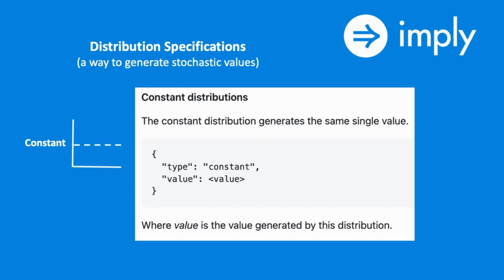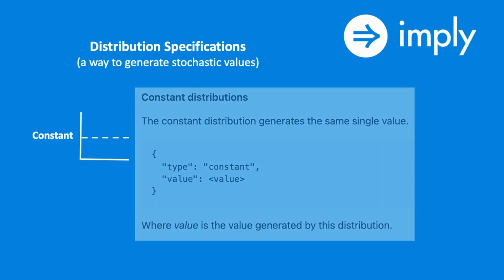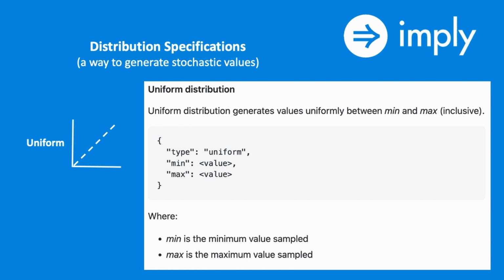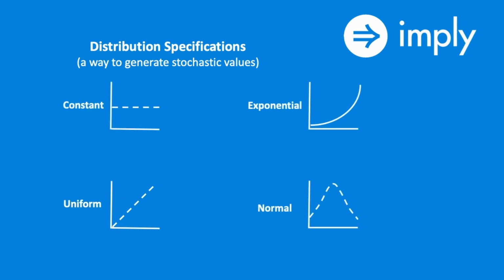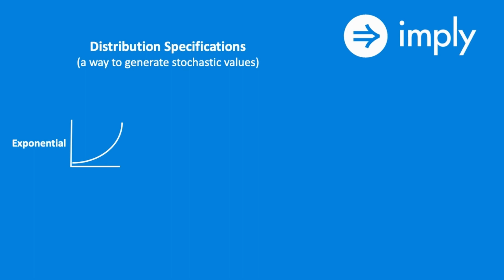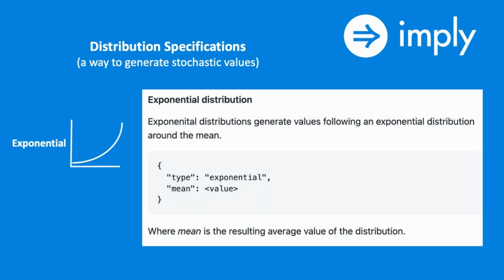So, if we always want the same value, we use a constant distribution. The uniform distribution selects values from a range, where each value has the same likelihood of being selected. So when we use a uniform distribution, we need to specify the minimum and maximum values in the range. The third type of distribution is an exponential distribution, which selects values based on the exponential function. This means that some values are selected the majority of the time and other values are seldomly selected. In the case of the exponential distribution, we specify the mean of the generated values.